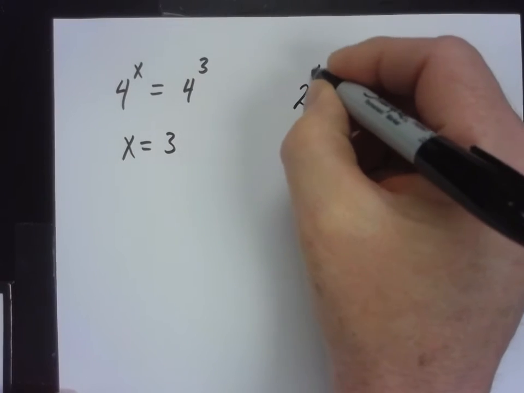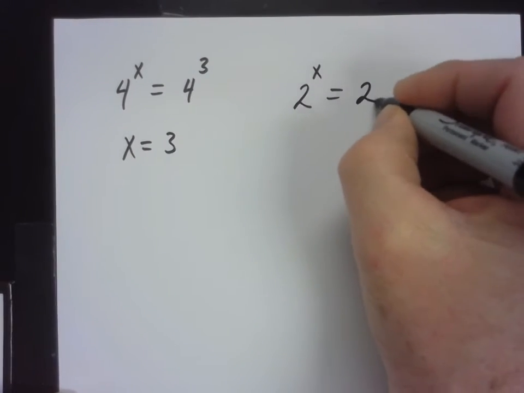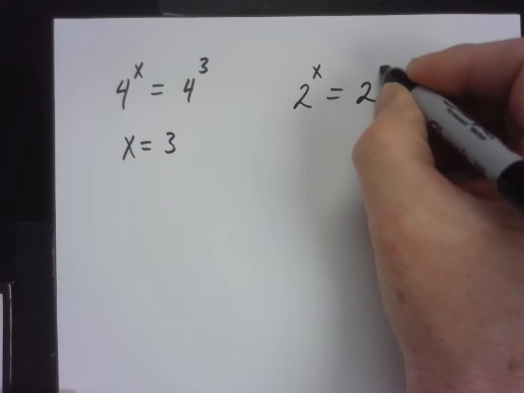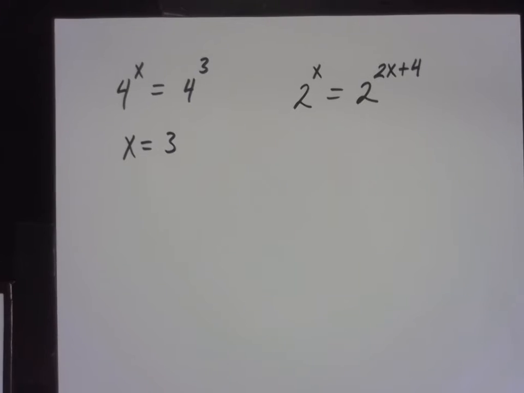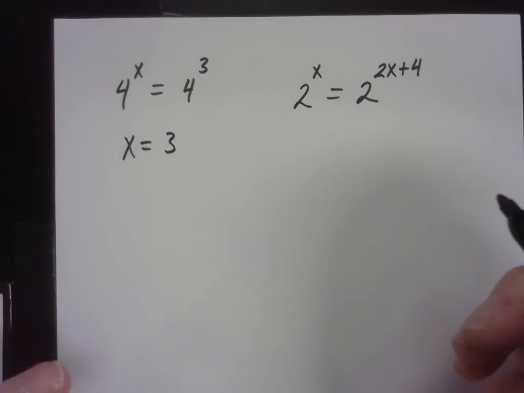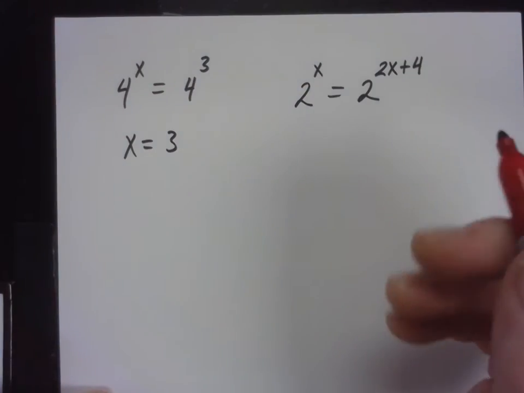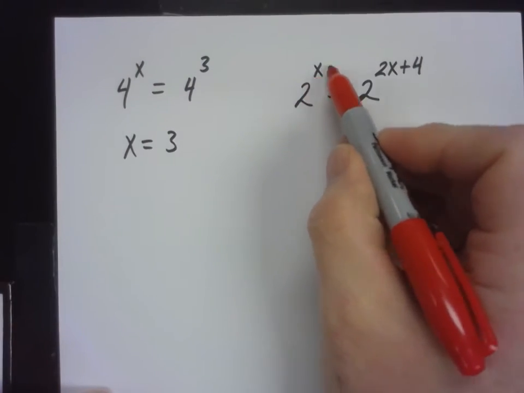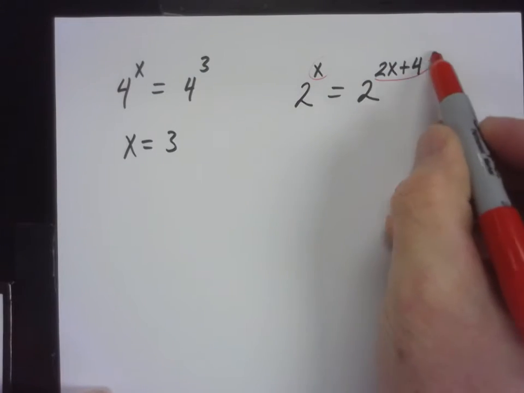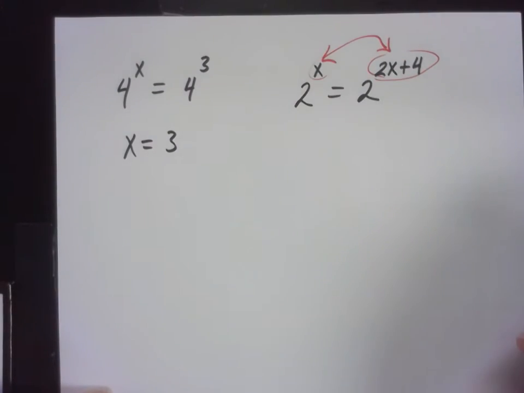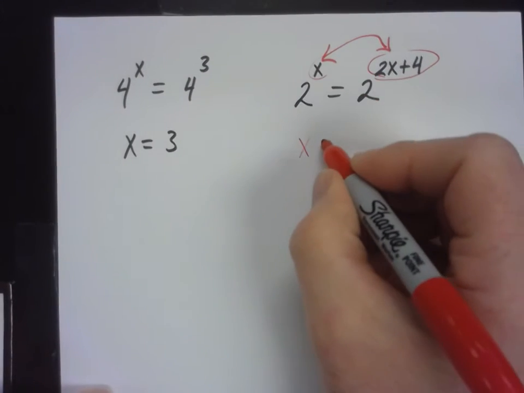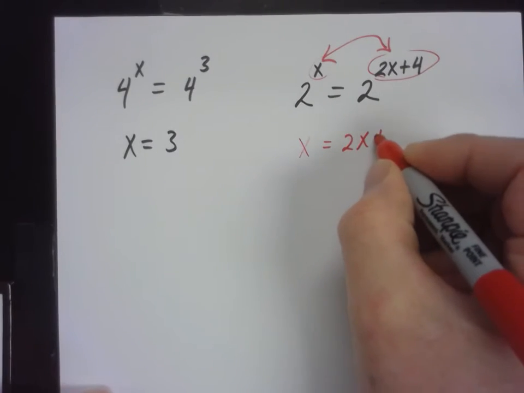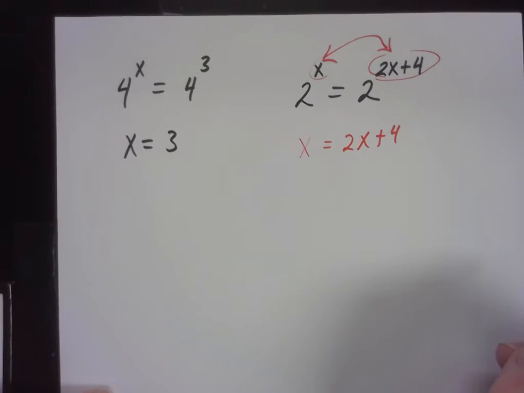2 to the x equals 2 to the 2x plus 4. What do you think? It might be a little harder to see in this case, but I'm going to propose something to you guys. 2 to whatever power this is and 2 to this power, if they're going to be equal, these two powers have got to be equal, don't they? So I'm going to say that x, this exponent here, has got to equal 2x plus 4. Can we solve that? Yeah?